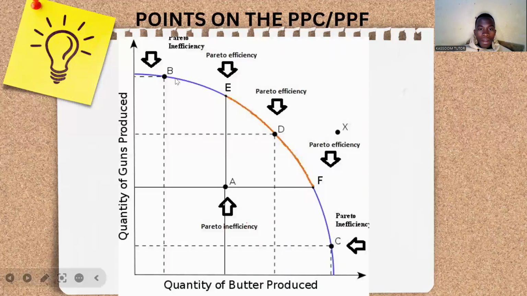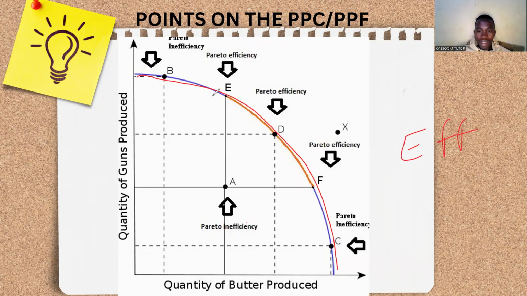Okay, now points on the PPC. The PPC has several points that we need to take note of. Any point on this PPC, on this line, is known as an efficient point. Efficient, all right? Meaning we're using all our resources in the economy, okay? We're using each and every inch of labor, of capital, of enterprise, of everything. Everything is being used to its fullest capacity, while any point inside the PPC is known as inefficient, okay?